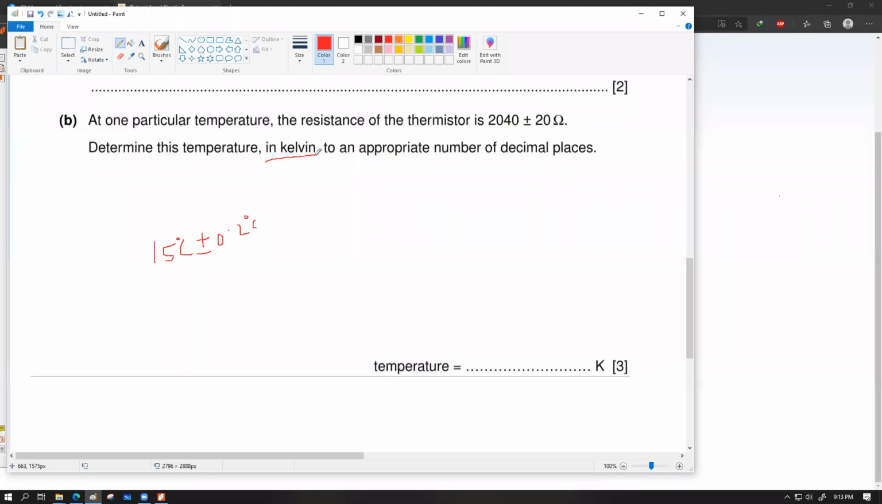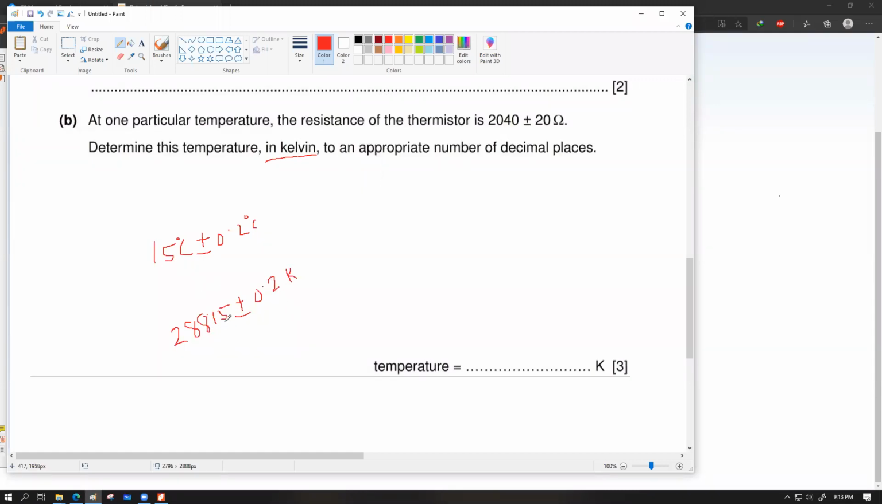You add 273.15. So how much do you get? 288.15 plus minus 0.2 Kelvin. This is not going to be converted because this is the delta theta. This is the uncertainty, the amount of variation. So this doesn't become bigger anymore. This has to be changed.